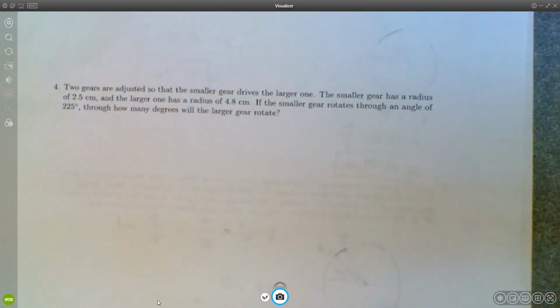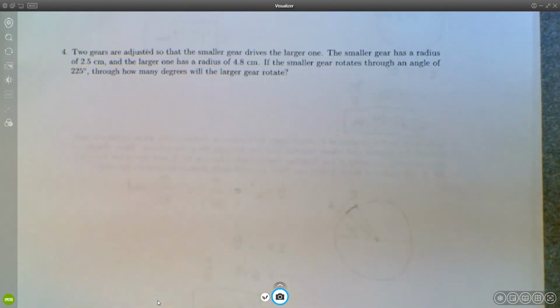Okay, let's do another one. Maybe this one's slightly more involved. It says 2 gears are adjusted so that the smaller gear drives the larger one. The smaller gear has a radius of 2.5 centimeters and the larger one has a radius of 4.8 centimeters. If the smaller gear rotates through an angle of 225 degrees, through how many degrees will the larger gear rotate?